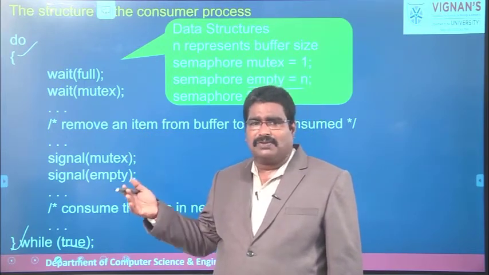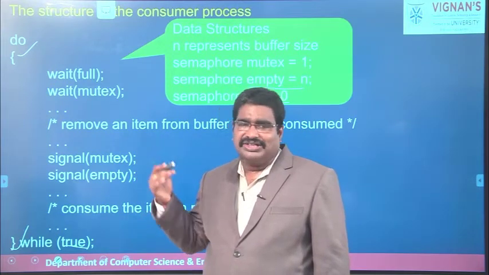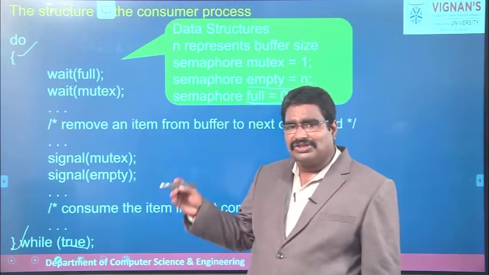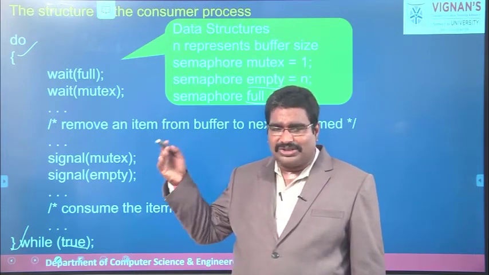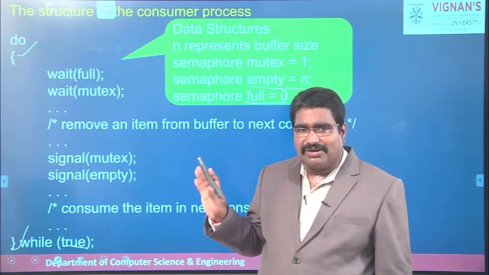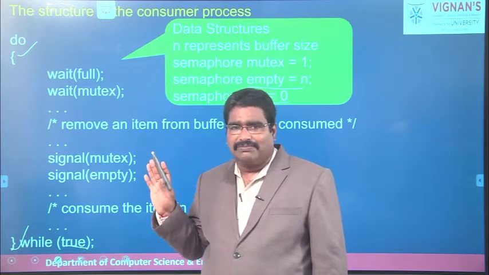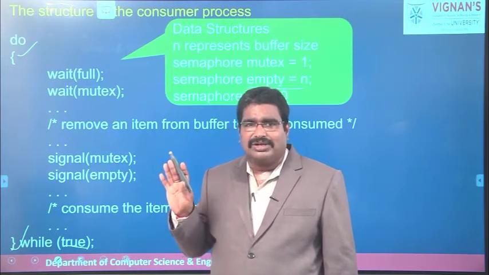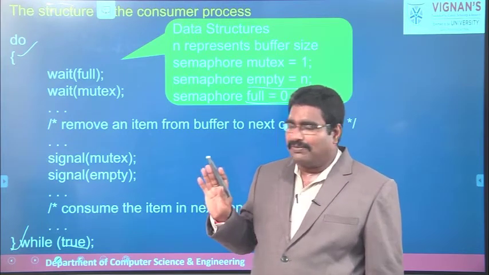Every time the producer places an item, using wait of empty, its value is decreased by 1. So empty equal to 10 indicates that at that time there is free space to store 10 items. So I assume you understand that empty is a counting semaphore. It clearly specifies how much free space is available in the buffer, and full is also a counting semaphore. It clearly specifies how many objects are available in the buffer.